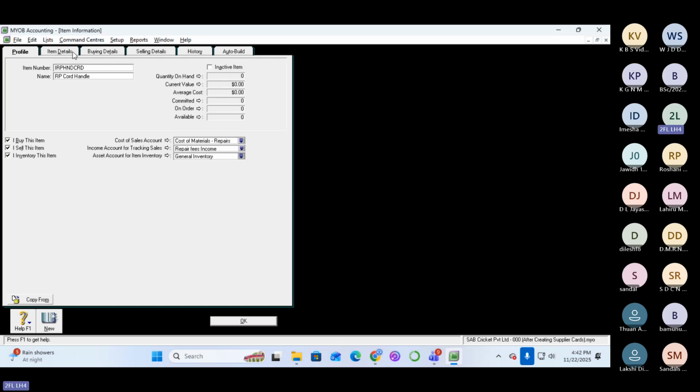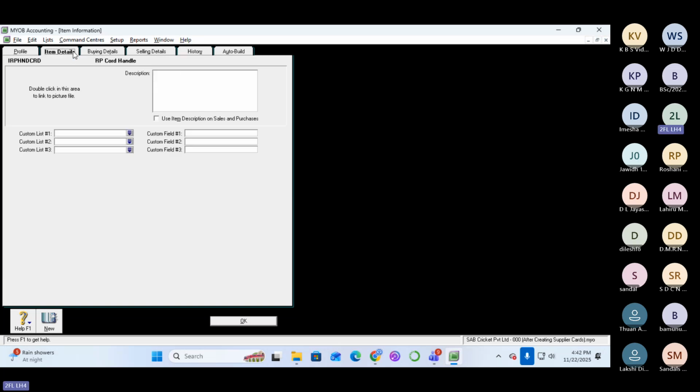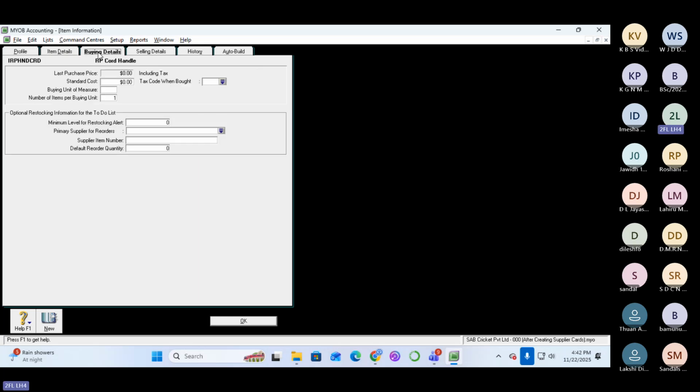Right. Then you can see item details we are not anyway entering, but the buying details tab is active now. Buying details tab is active now because we are buying this item. Okay. Go to the buying details tab. Now there is some important information you have to fill. Right. The only information you don't have to fill is the buying price. The rest of the information you have to fill.